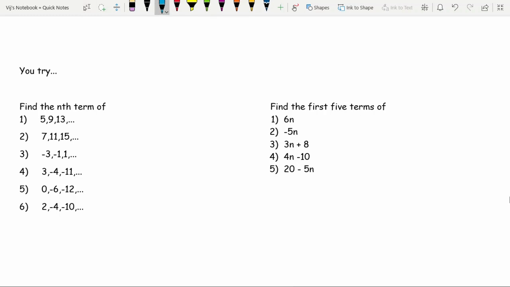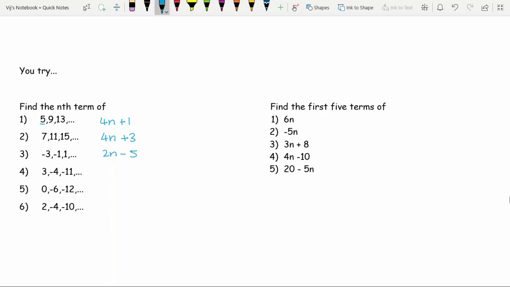With question 1, the difference here is positive 4, so we're going to have 4n in the formula, and then to get from 4 to 5 I need to add 1. In question 2, the difference here is 4, so I've got 4n, and I need to go from 4 to 7, so I need to add 3. Now for question 3, the difference is positive 2. To get from 2 to minus 3 I need to take away 5.